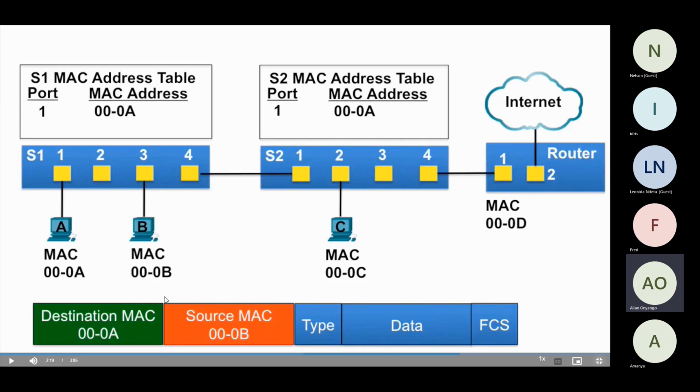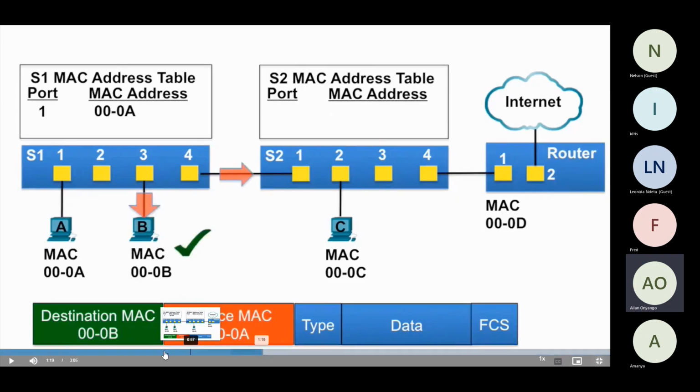PCC receives the frame. The destination MAC address is 000B, which does not match its own, so it drops the packet. The router receives the frame, compares its MAC address with the destination MAC address, and drops it. Now we saw the time when PCB is forwarding, sending a reply back to PCA.